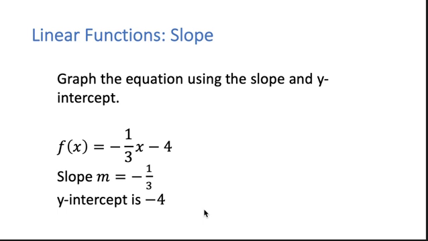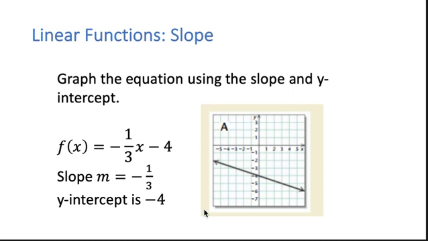So to graph this, the first thing we're going to do is graph the y-intercept, which is -4, draw a dot there, and then use the slope, go down 1 and over 3. So from -4, we're going to go down 1 and over 3 and draw the next dot. That's the same as going up 1 and to the left 3, as long as one of those movements is negative. Okay, that's all there is for this section.